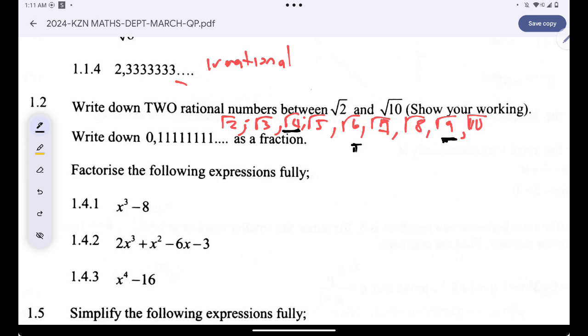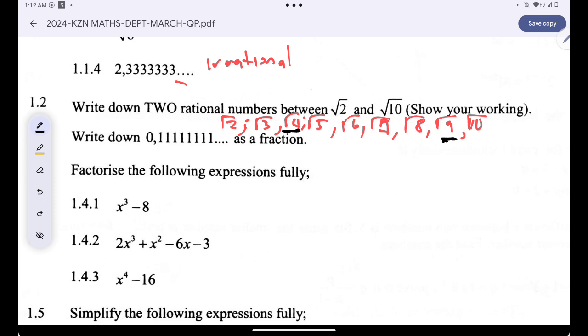Why? Because the square root of 4 is equal to 2 and the square root of 9 is equal to 3. Are you together? So that's why I highlighted those two.